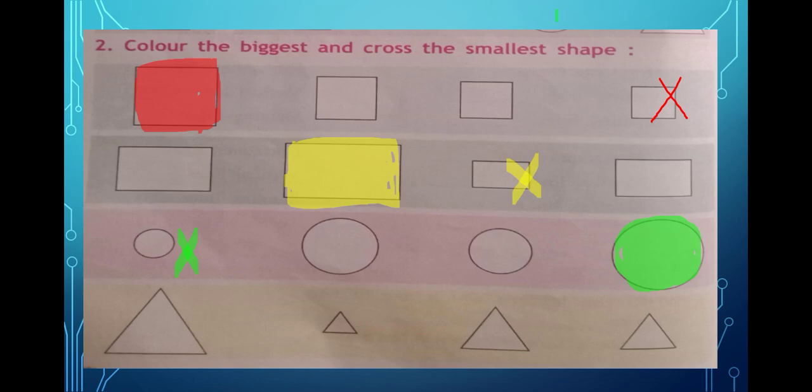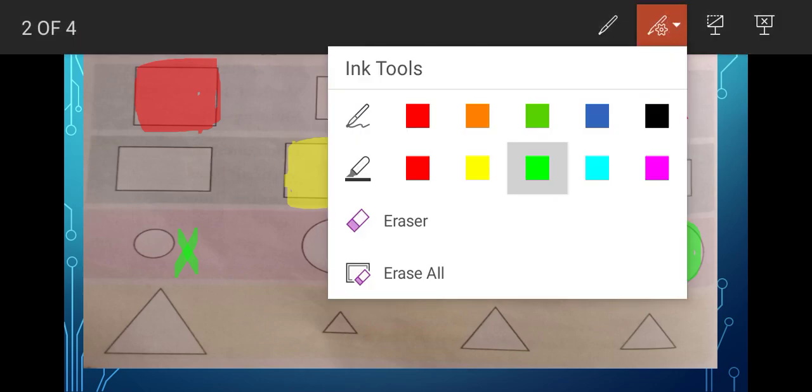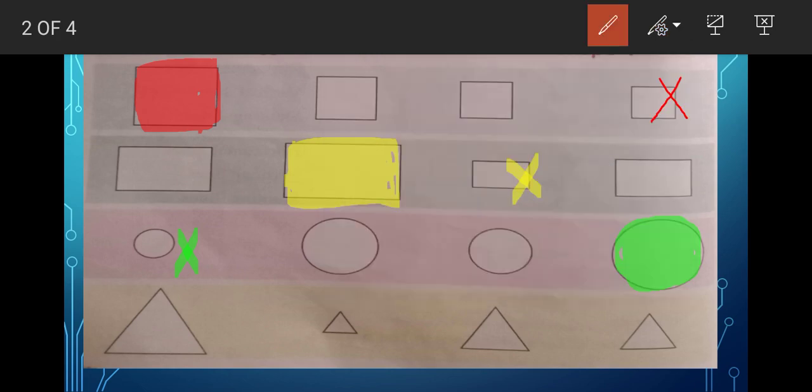Okay, children? So let us choose one color. Which color shall we do now? Let us do blue. Okay? So now I have chosen blue, and let me first cross this one. The smallest one I have crossed. The smallest triangle I have crossed, and the biggest one I am going to color. Okay?